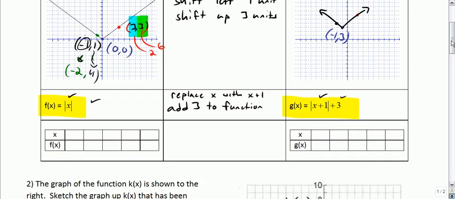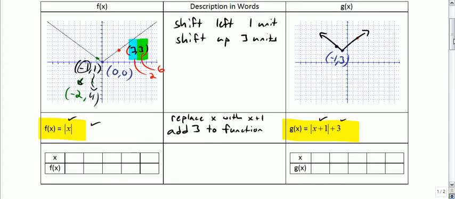If we look at the tables, what I've done here can help me with the tables too. The left 1 says what to do with the x numbers, and the up 3 says what to do with the y's. So I'm just going to fill this table in. Let's go -2, -1, 0, 1, 2. Absolute value: 2, 1, 0, 1, 2. If the graph goes left 1 unit, that means all of the x values went down by 1. So I'm going to take all of these x values and decrease them by 1. So -3, -2, -1, 0, and 1.